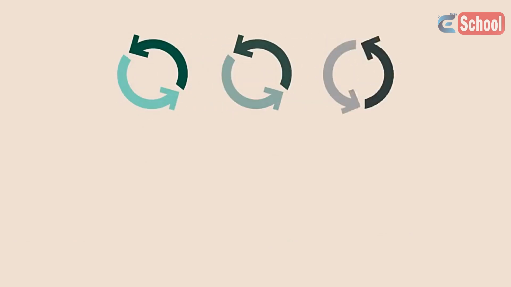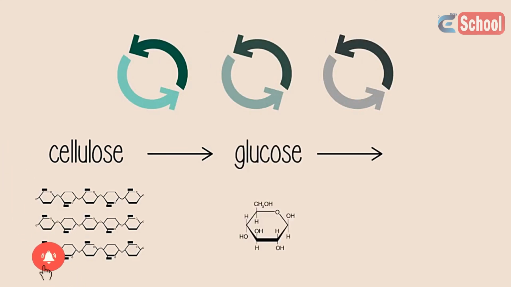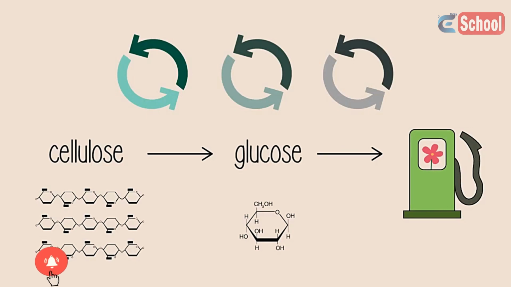Although paper can only be recycled a few times, the cellulose fibers can be broken apart into glucose monomers, which can then be used for other environmentally friendly applications.